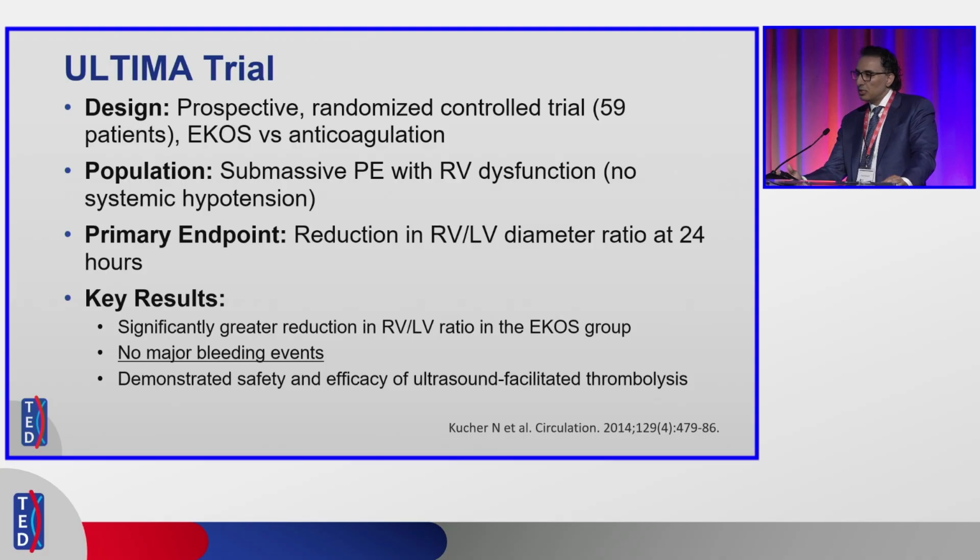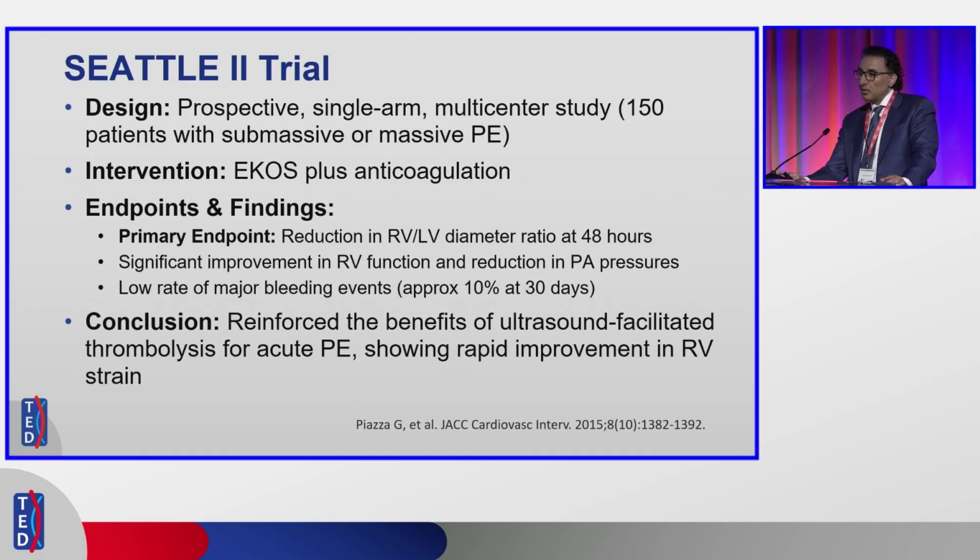They've studied this in the ULTIMA trial, where they compared EKOS versus anticoagulation in submassive PE with RV dysfunction, and it did show a significantly greater reduction in RV-LV ratio in the EKOS group. No major bleeding events. And then they also studied it in the SEATTLE II trial, which was a single-arm study with 150 patients looking at EKOS plus anticoagulation. Similar kind of thing. Low risk of major bleeding, but improvement in their RV function. So it reinforces it as a treatment option in intermediate risk PE.